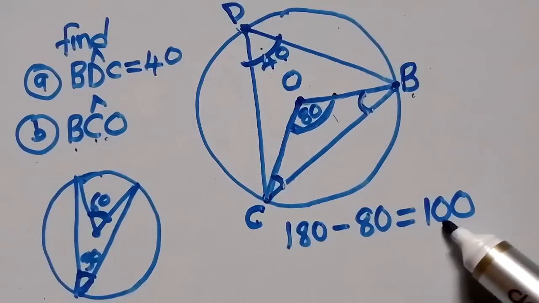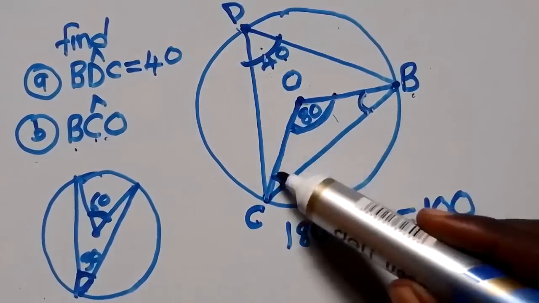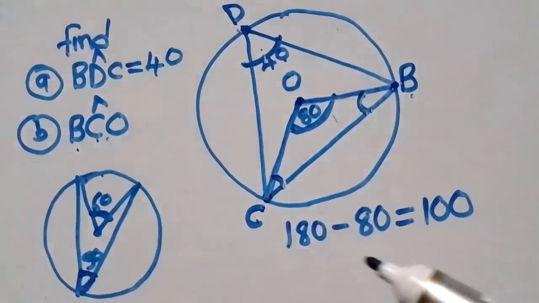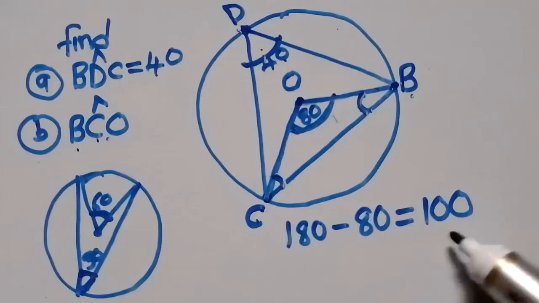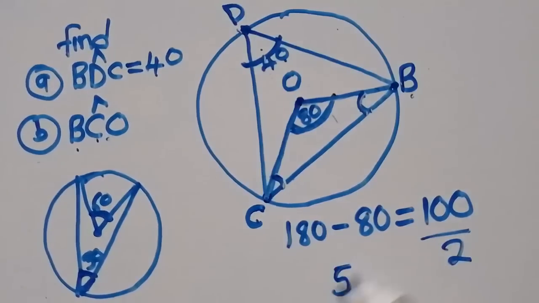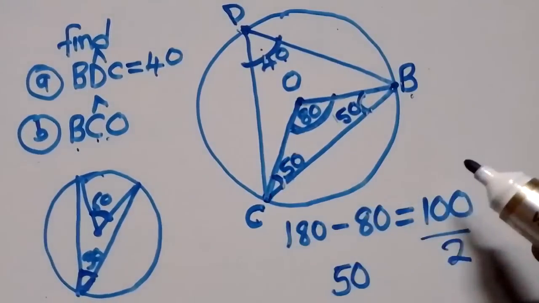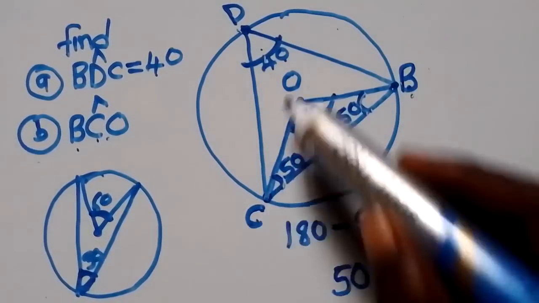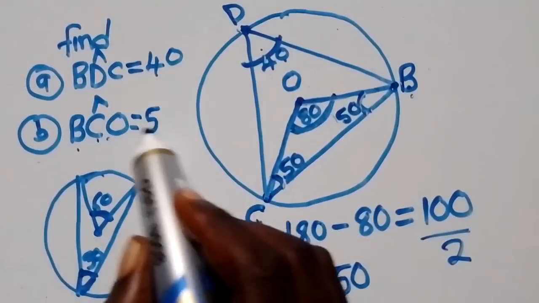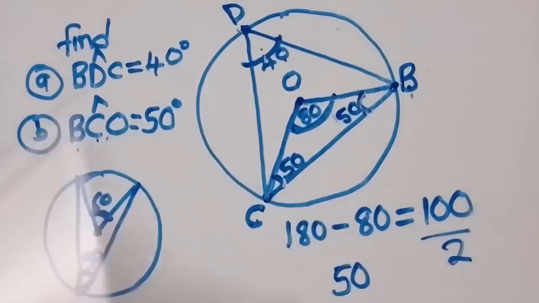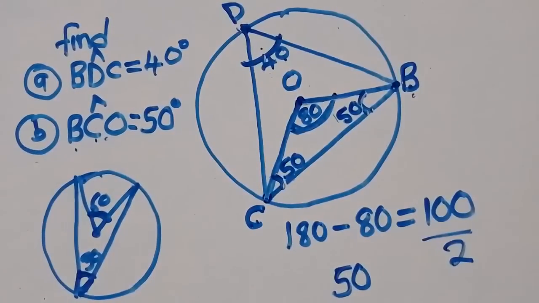This 100 is being shared by these two angles which are there. So you just divide by 2, and you're going to get 50. Which means here you've got a 50, even there you've got a 50. So the angle BCO is 50 degrees. You've answered. That's how you need to answer such a question. Have you seen the way I'm answering? I'm following principles in answering this question. These are procedures that you need to get.